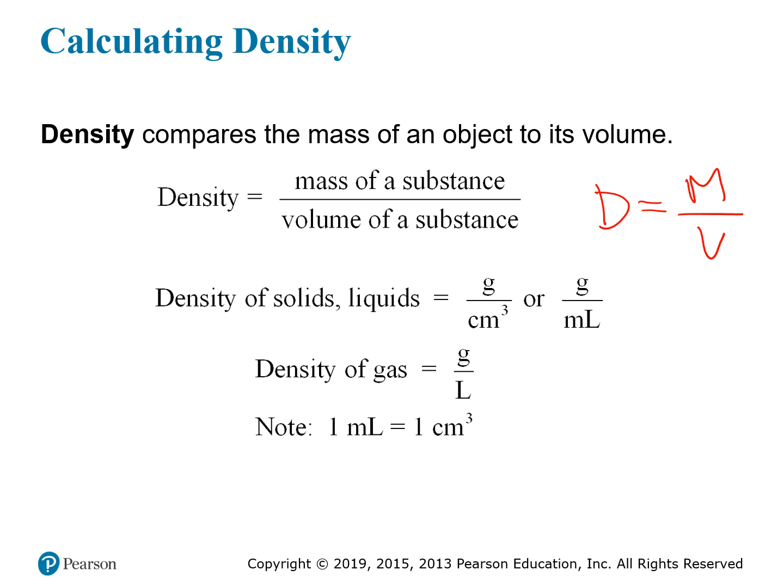Okay. The density of solids and liquids is typically in grams per centimeter cubed or grams per milliliter, which is the same thing because a centimeter cubed equals a milliliter. But gases are much less dense, so they are typically measured in grams per liter, which is a much smaller unit.